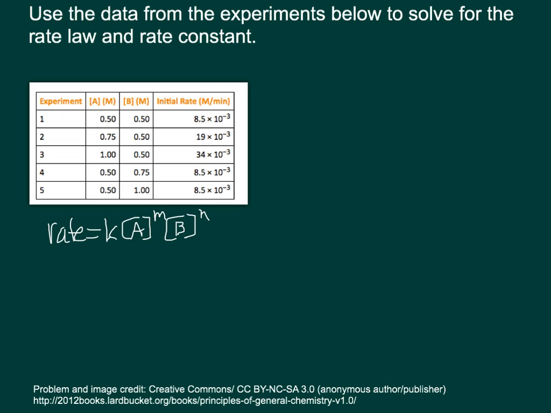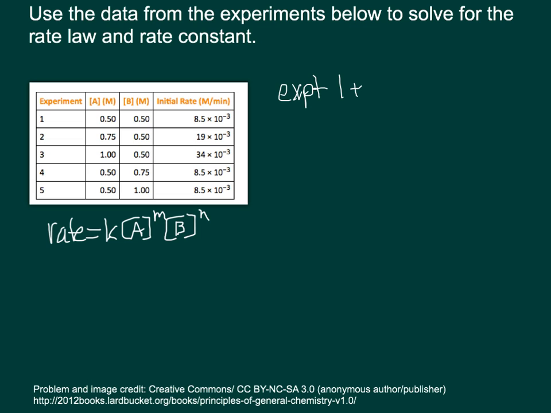The first one I'm going to do is look at experiment 1 and experiment 3. If you look at experiment 1, concentration of A is 0.5, experiment 3, concentration of A is 1, and so what we can do is simply look at the relationship between the two of those. If you notice, we've essentially doubled the concentration of A between experiment 1 and 3, and what we're really looking to figure out is what happens to the rate.